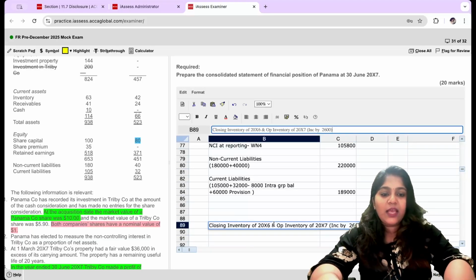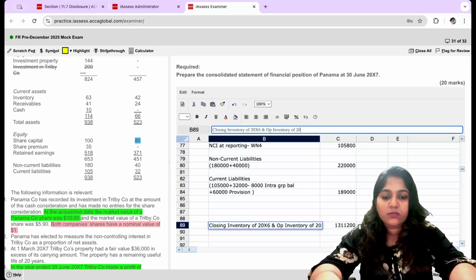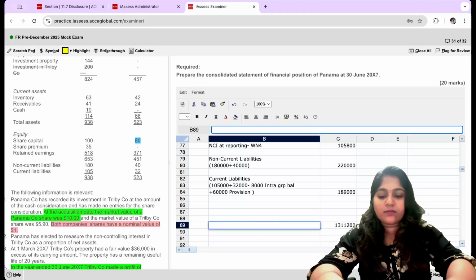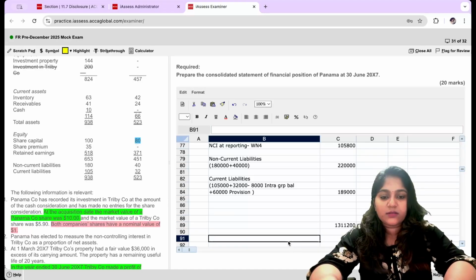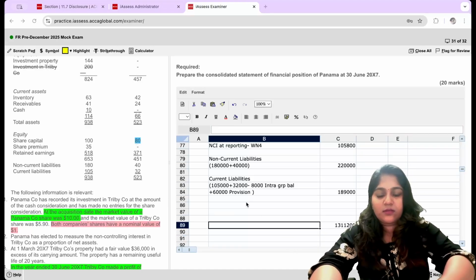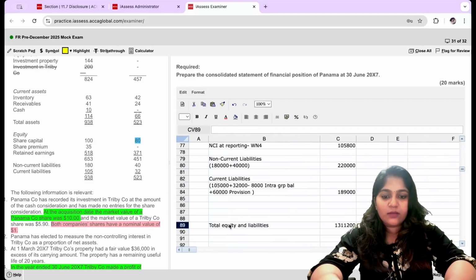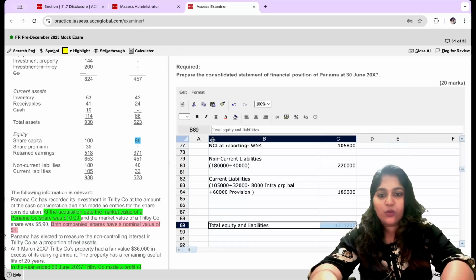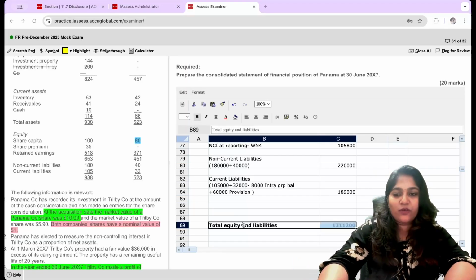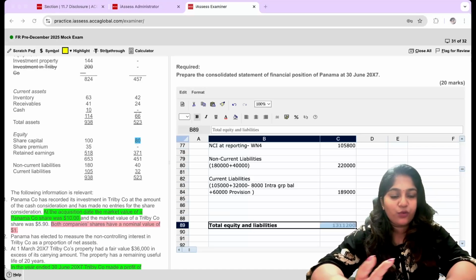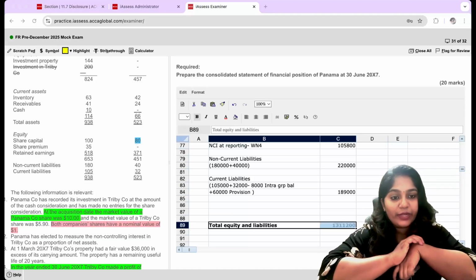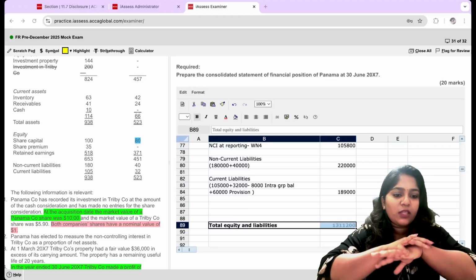Guys, you can have your own arrangements on this. I mean, you can go ahead and do decorations and everything, whatever you want. However, that should be the answer for your statement of financial position consolidation for 20 marks.